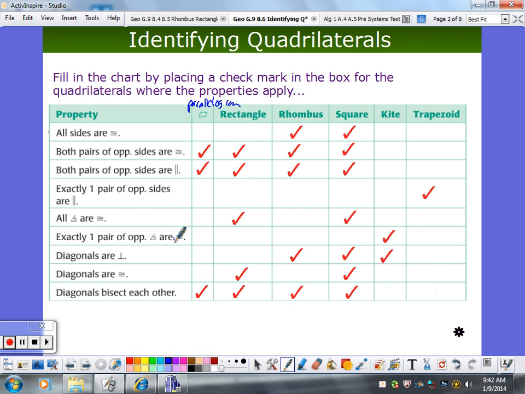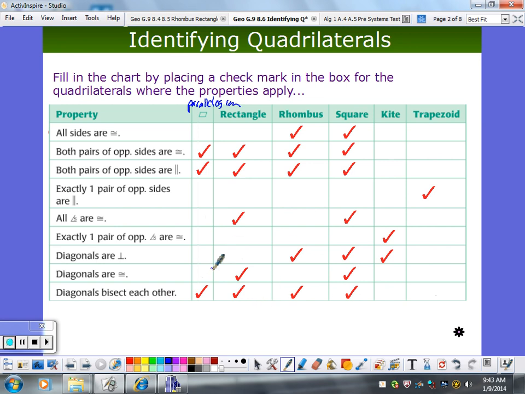Exactly one pair of opposite angles are congruent. One pair of opposite angles. That's only the kite. That's the only one that has only one set of congruent angles. The diagonals are perpendicular: the rhombus, the square, and the kite. Because once you check that rhombus box, you have to check the square box, because squares are rhombuses. Diagonals are congruent. That's true for a rectangle. But once you check that rectangle box, you have to check the square box because it's a rectangle. The diagonals bisect each other. That's a characteristic of a parallelogram, which means the other parallelograms will also be checked.